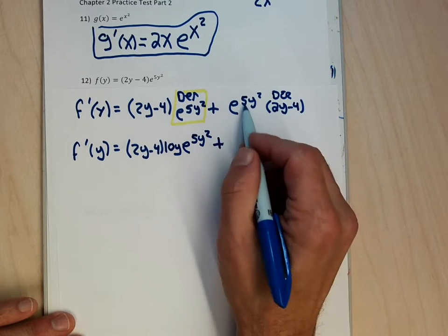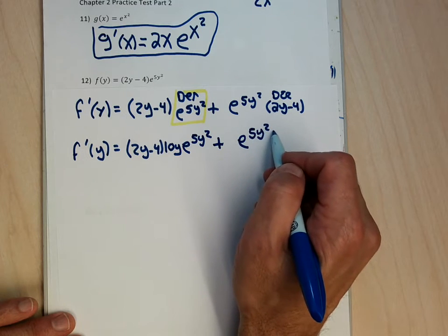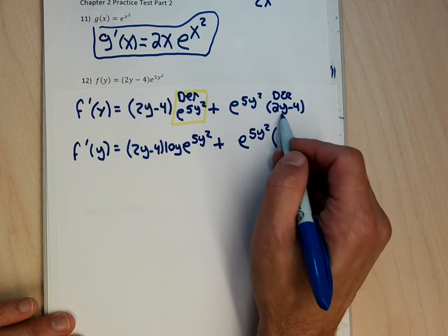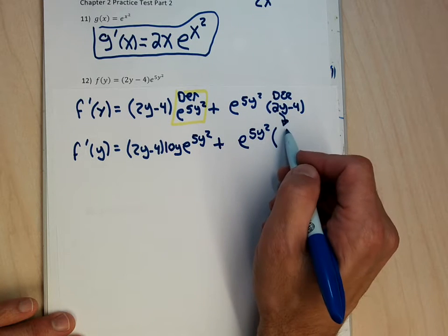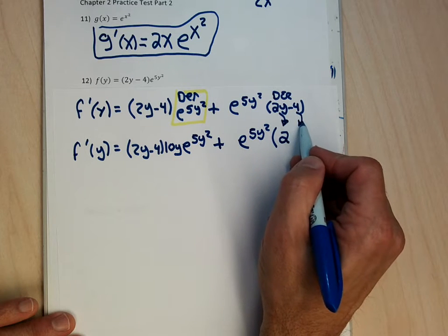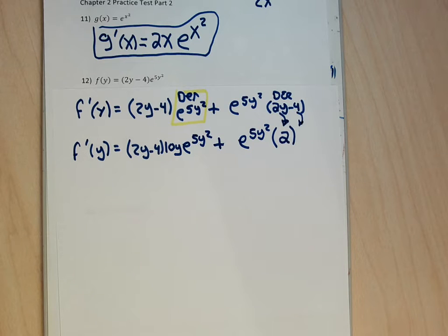The next piece, I carry down the e to the 5y squared, and after it, I put the derivative of 2y minus 4. The derivative of 2y is 2 because the derivative of any first power term is its coefficient. The derivative of 4, because it doesn't have a letter, is 0. That's technically the derivative. Let me clean this up a little bit by doing a few multiplications.